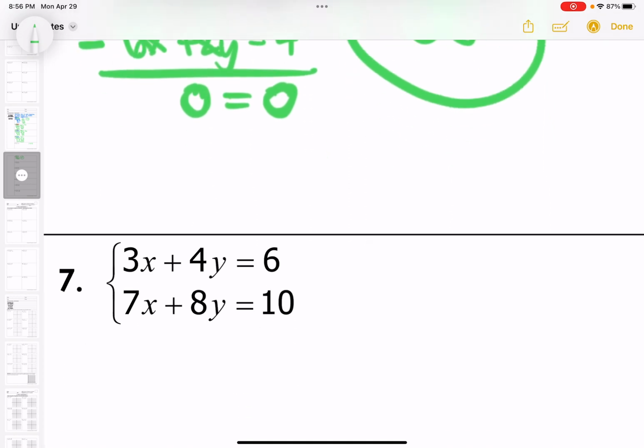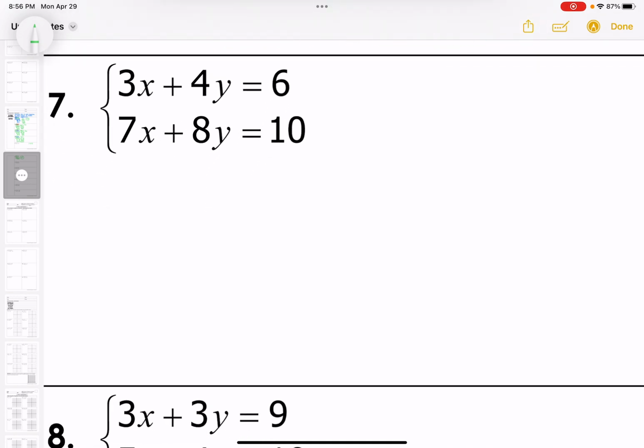All right, number 7, 3x plus 4y equals 6, 7x plus 8y equals 10. So now I'm looking at an example where there is not a letter with a visible number beside it. Okay, they all have visible numbers, so I can't just easily pick one this time. So now you really have to decide if you're going to eliminate x or y. I'm going to choose to eliminate y, but you could also use the same method to eliminate x. It doesn't matter. So looking at y, I have 4 and 8.